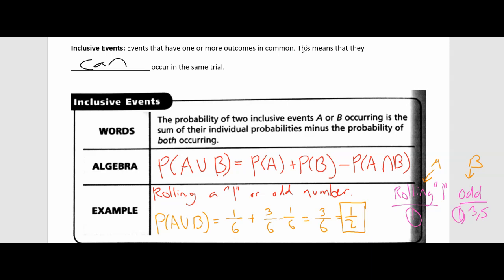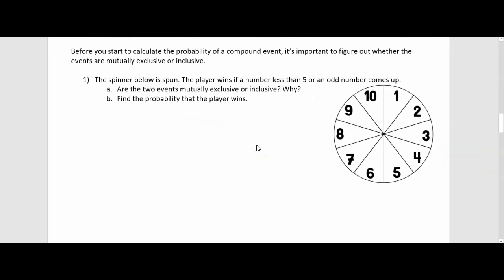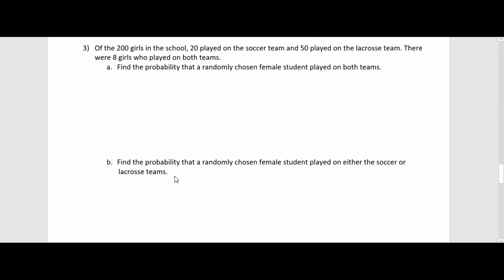Now, this example was really straightforward, right? Because we only had 6 outcomes to compare. So you really could have figured this out without the formula. For more complicated examples where there are a lot more outcomes, it just makes sense to use the formula rather than just think it through intuitively. Let's look at one example for inclusive events, and then we'll wrap the video up. We're going to go down here to the soccer and lacrosse team problem.